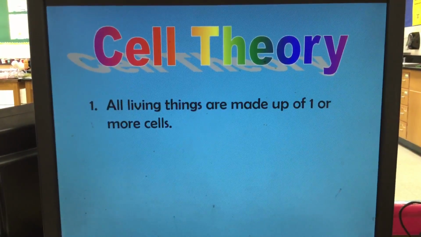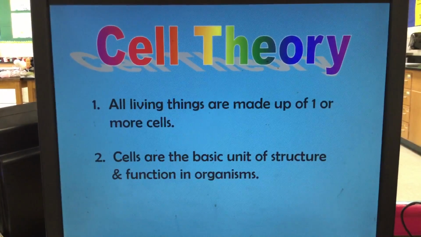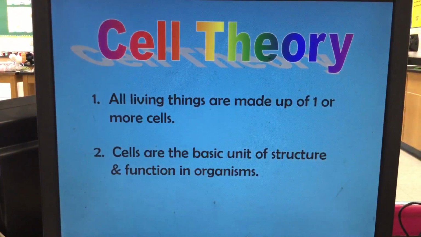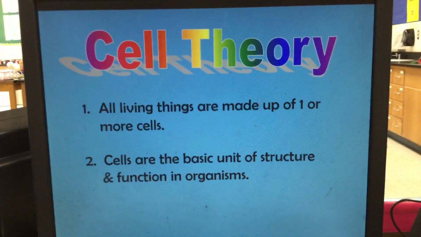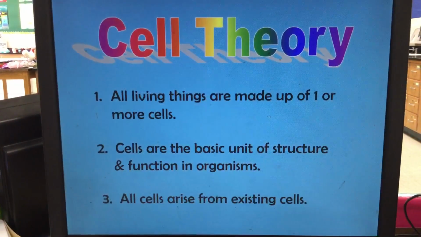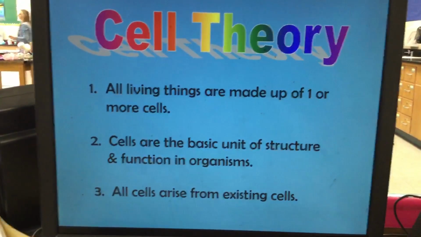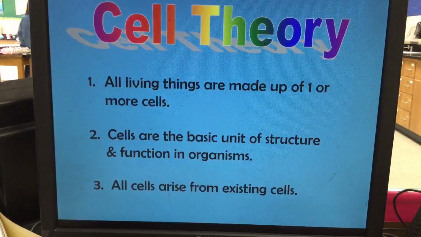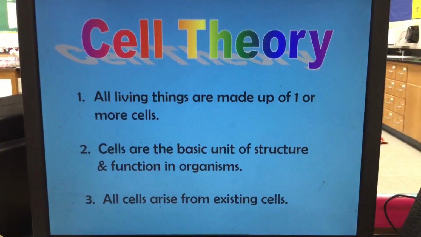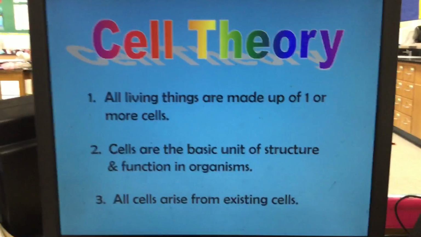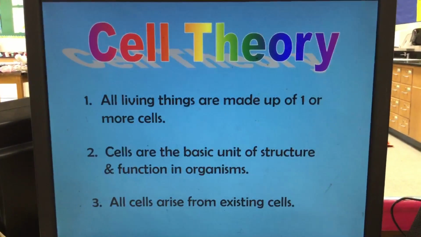Okay, almost done here. Last, two more left. Cell theory. All living things are made up of one or more cells. So remember those prokaryotes, the bacteria, those one cell, right? Number two, cells are the basic function and structure of organisms. And number three, all cells arise from existing cells, so they duplicate. And you're going to learn a little bit more about that in biology, but understand that now, that they come from existing cells. All right.